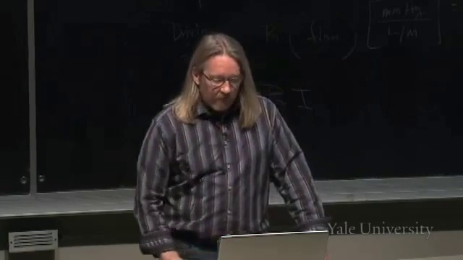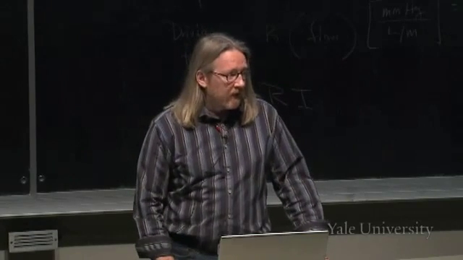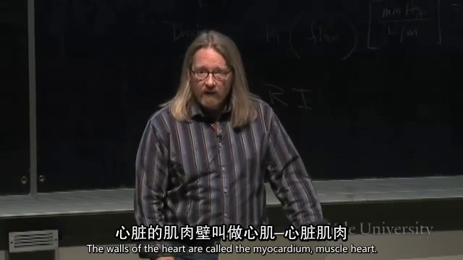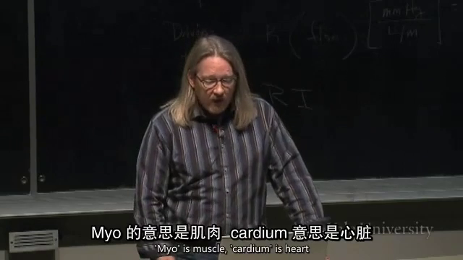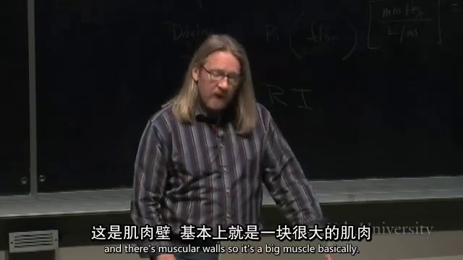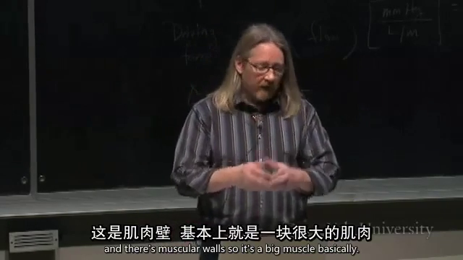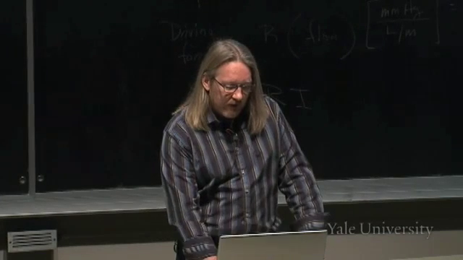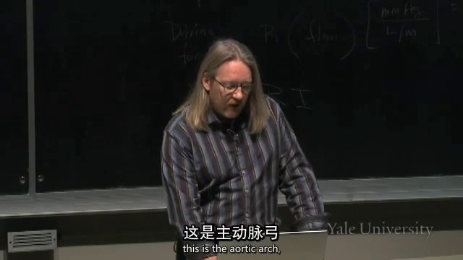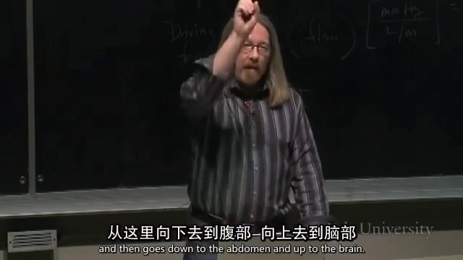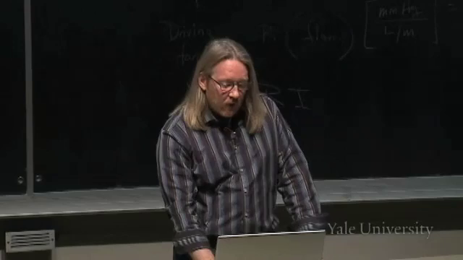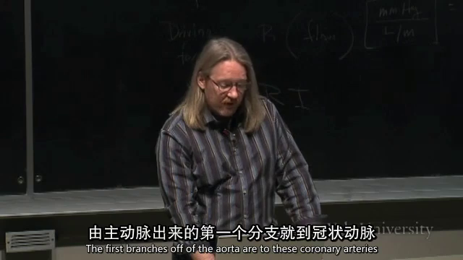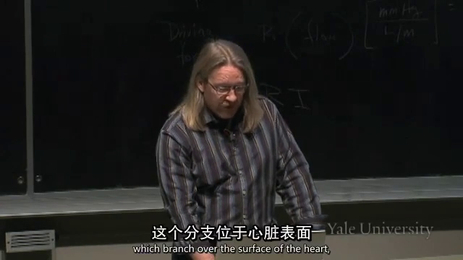Right? The heart has muscular walls. The walls of the heart are called the myocardium, muscle heart. Myo is muscle, cardium is heart. And there's muscular walls. So it's a big muscle, basically. And there are blood vessels on the surface. And so this is the aorta coming up here. Where this arrow is here is the aorta. This is the aortic arch, and then goes down to the abdomen and up to the brain. And these are those coronary vessels that I mentioned earlier. The first branches off of the aorta are to these coronary arteries, which branch over the surface of the heart.